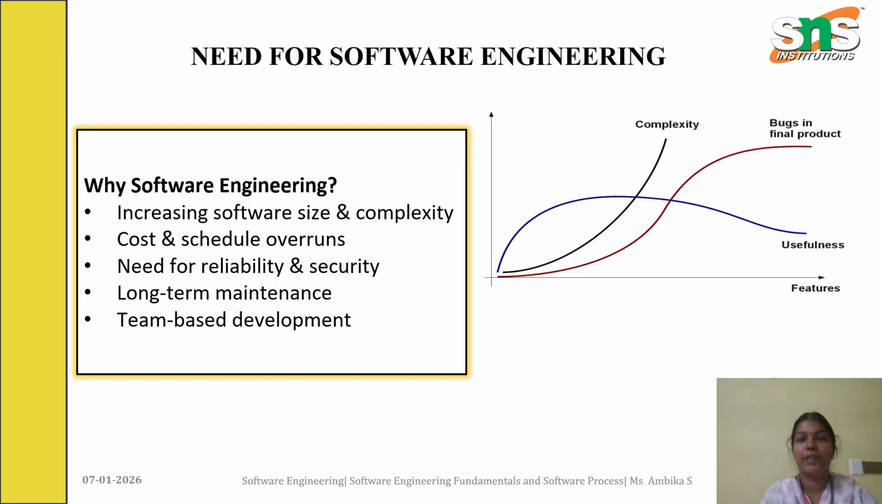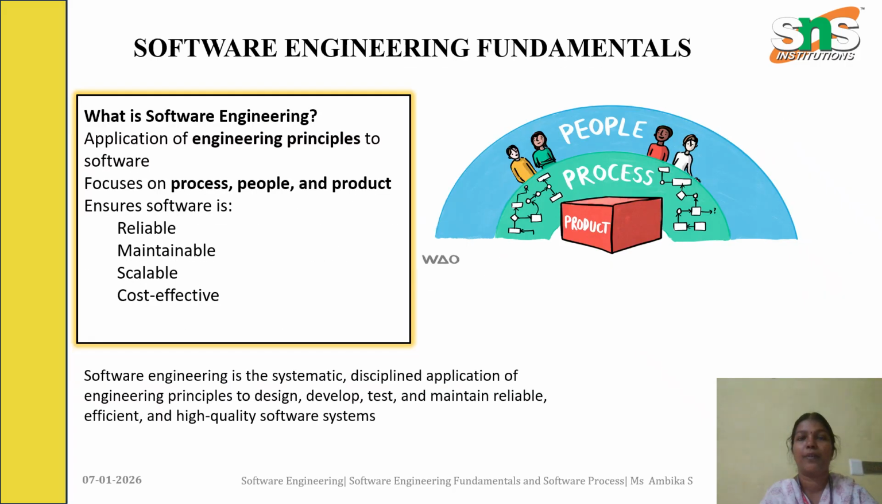Need for software engineering. Why are we going for software engineering? In case of increasing software size and complexity, if there are cost and schedule overruns, if you want the software to be reliable and secure, for long-term maintenance, and also if you need team-based development, we go for software engineering.